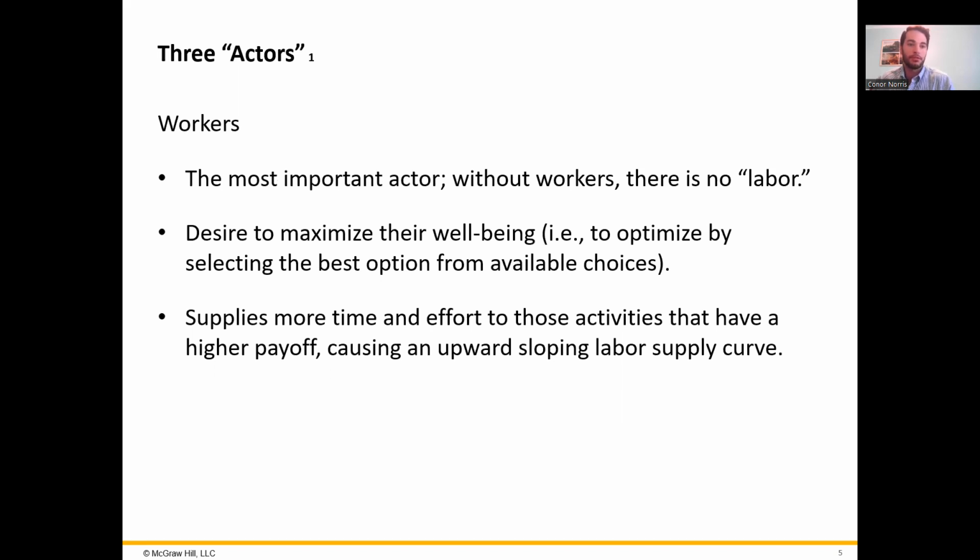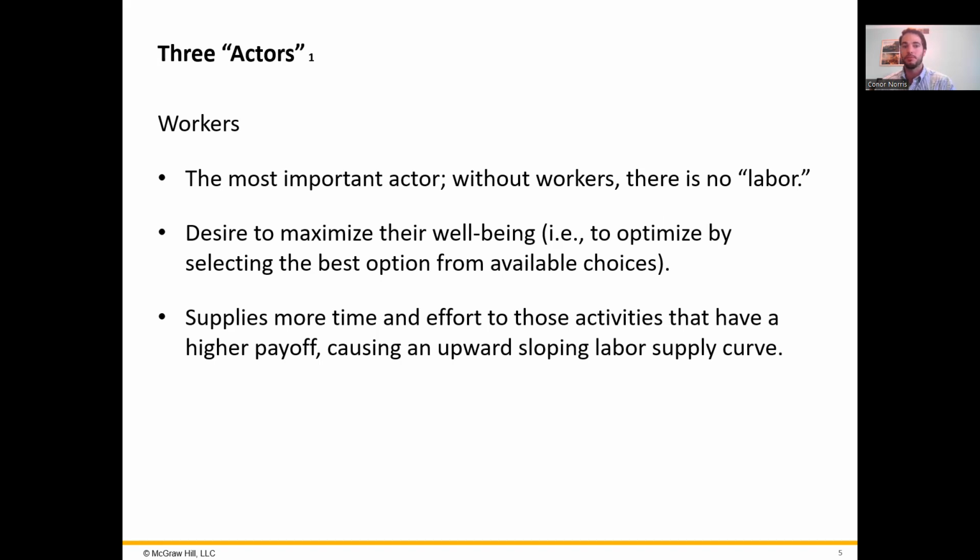Now, to begin with the three actors, first, we'll talk about workers. This is the most important actor because without workers, there's no labor, there's no firms. They can't exist without having the people to actually do the job. So workers want to maximize their well-being, and we take this broadly, not just maximize their income. What we typically say as economists is maximize benefits subject to constraints. So there are all these negative things out there, there are all these costs. We want to maximize the benefits compared to those costs. And again, take a broad conception of benefits when we're broadly talking about workers.